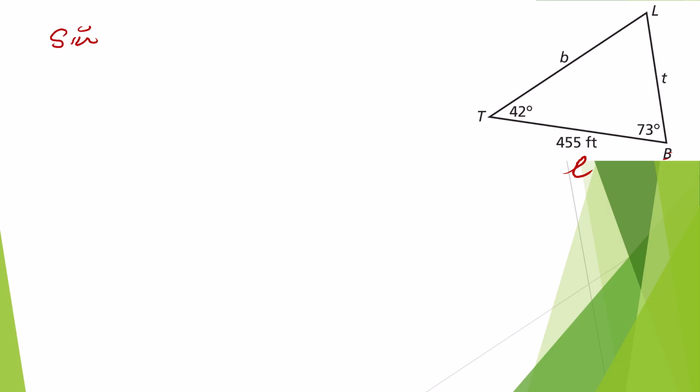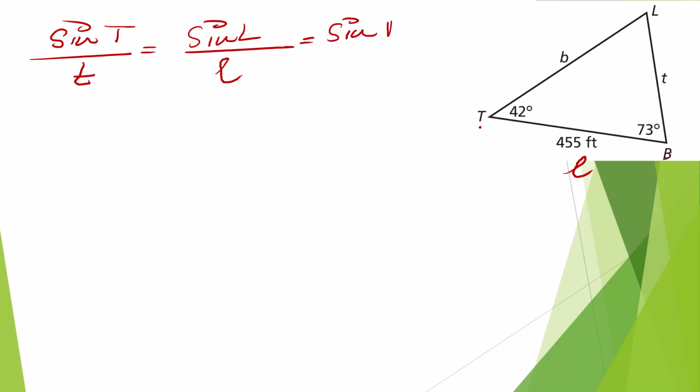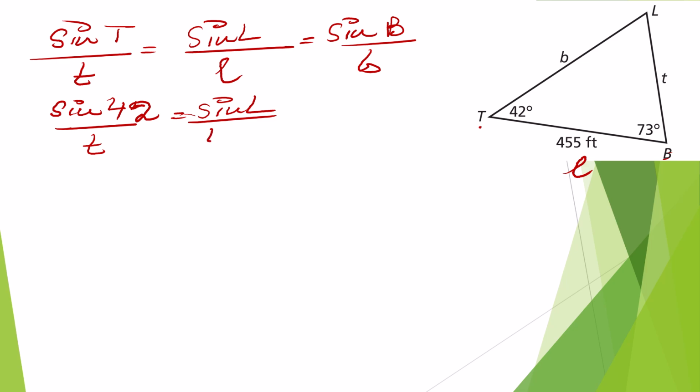So we have sine capital T over small t equals sine capital L over small l. You can write anything first. Then you have sine capital B over small b. After writing the formula, just write down the values of T, L or B if they are given. So capital T is the angle, so sine T is 42 and small t is not given, so we will write it as it is, equals sine. Capital L is not given, so we won't write it, but small l is 455 feet, equals sine.